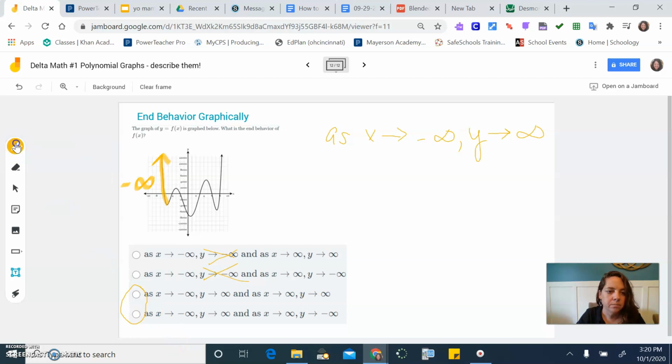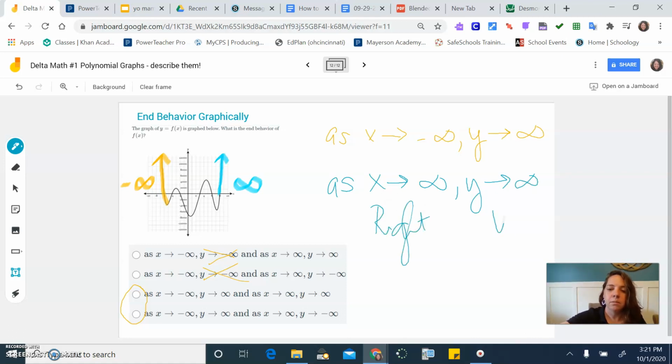Now let's look at the right side. As x approaches positive infinity, as we go to the right, what is the right side of this graph doing? It's going up again. So as x approaches positive infinity, y is also going up. So right and up. As we go right, it's going up. As we go right, it's going down. That's wrong. So this is the right answer, the correct answer.